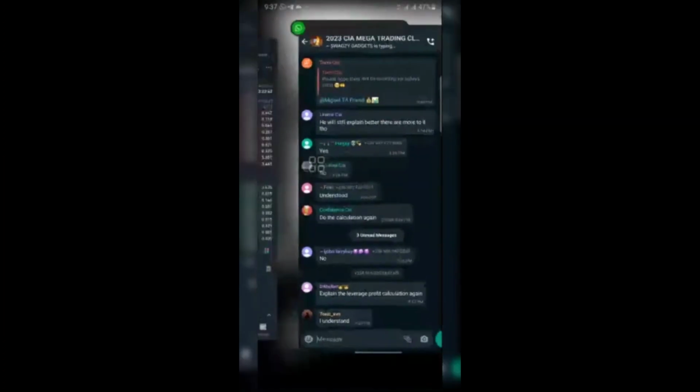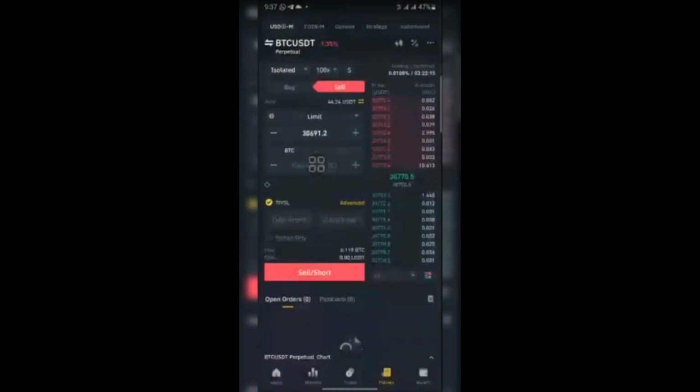Okay. So this S means single. You are in a single mode. So if you are placing shorts, you cannot place long. That's the meaning. So it's always like this S.